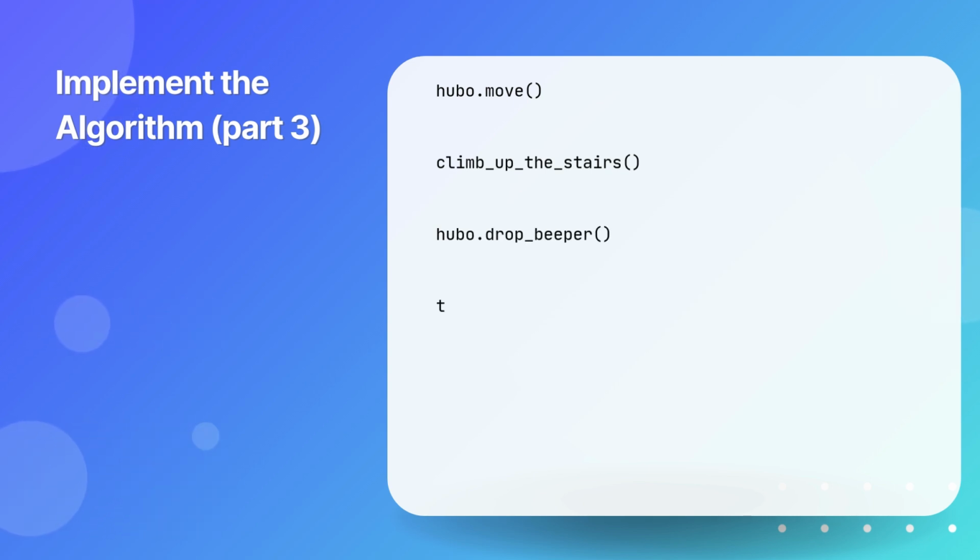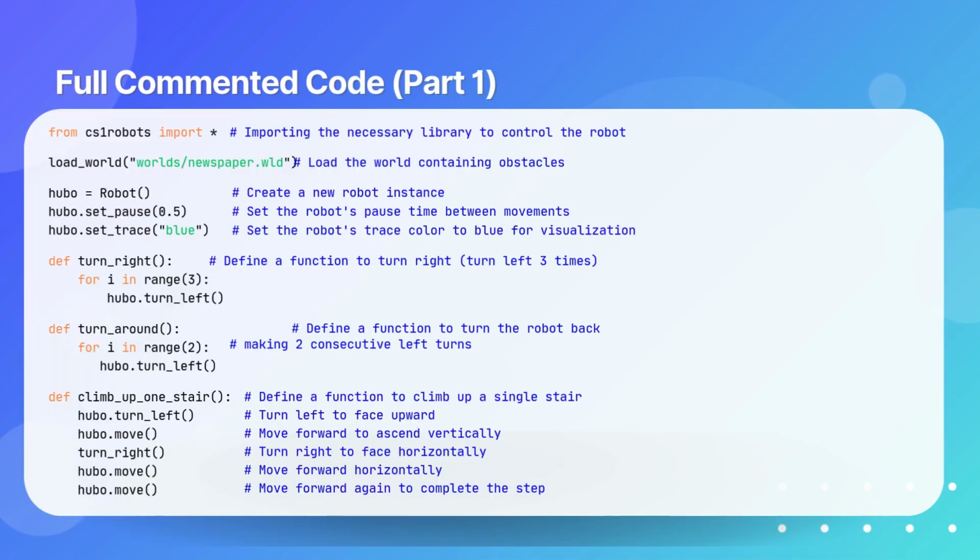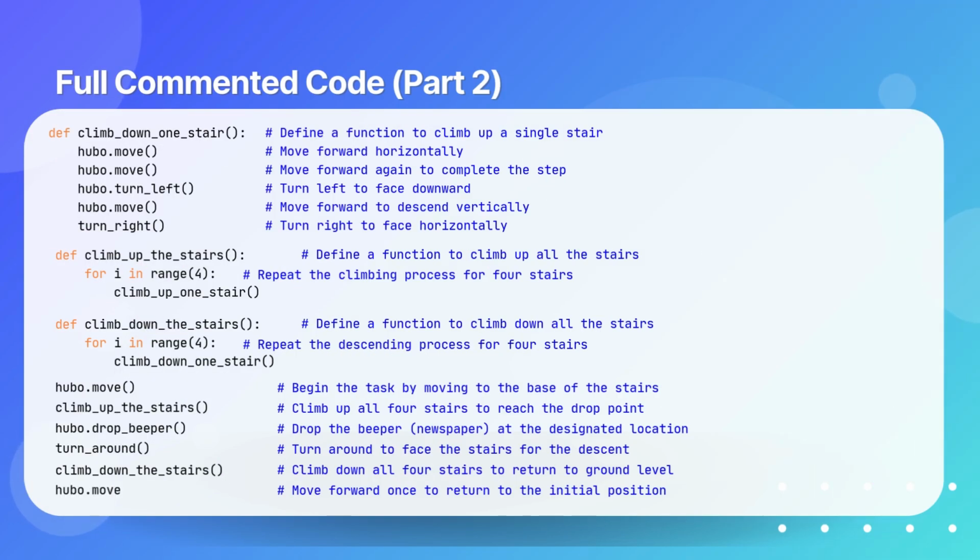The robot then uses turn_around to face the stairs again and prepares to descend. By calling climb_down_the_stairs, it carefully descends all 4 steps. Finally, the robot moves forward once to return to its initial position at the base of the stairs, completing the task. This structured flow from initialization to task execution demonstrates computational thinking, where the problem is broken into smaller, manageable steps, ensuring precision and clarity throughout the process.